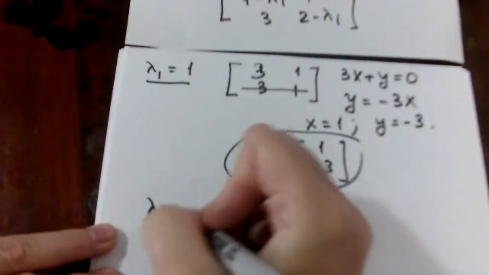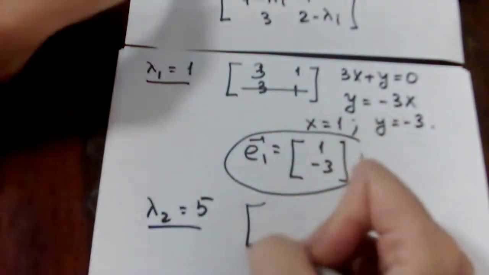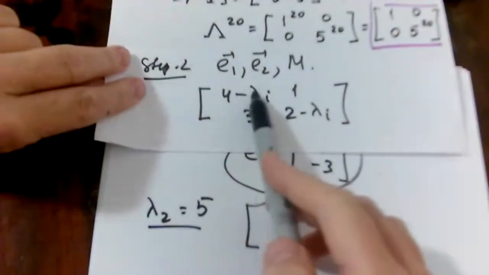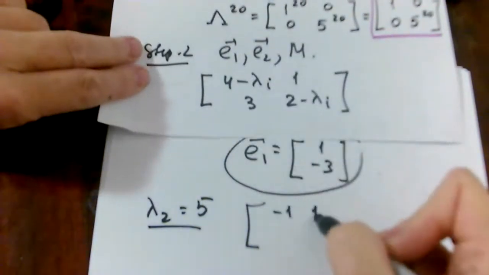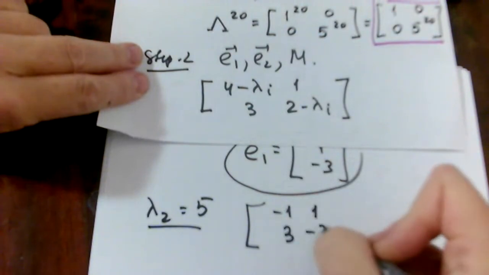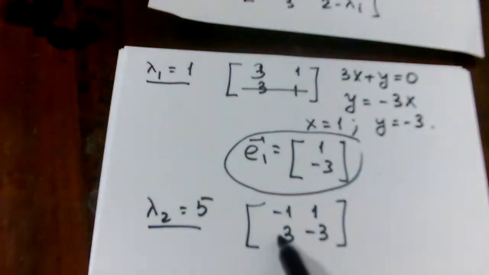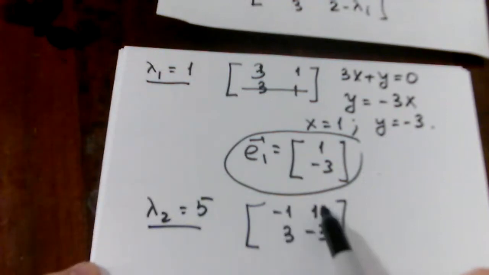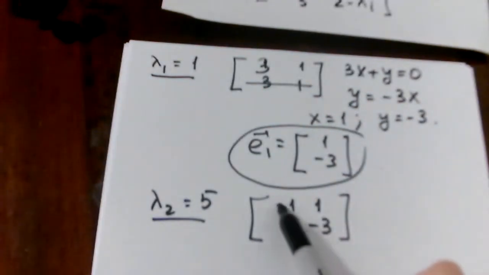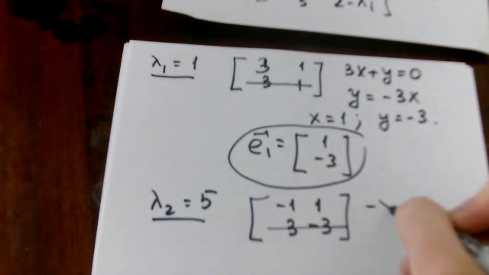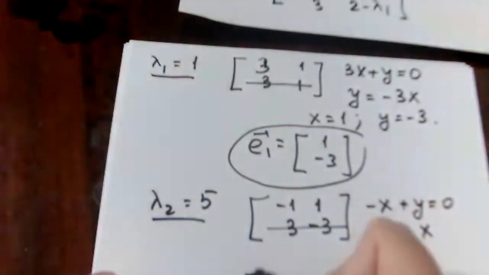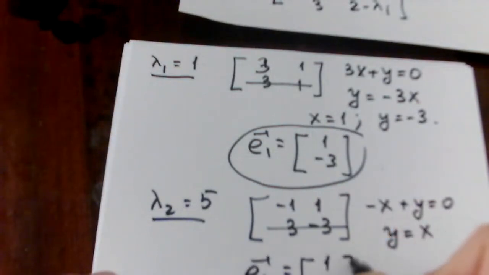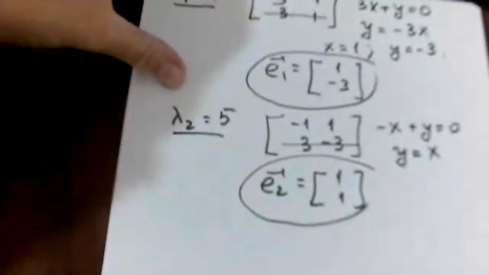Okay, the next, lambda is equal to 5. Again, look at this matrix. We substitute 5 here, so 4 minus 5 will be minus 1, 1. Minus 1, 1. And here we get 3, minus 3. Again, the same story: the second row is a repetition of the first row, because it can be obtained by multiplying the first row by minus 3. So it corresponds to minus x plus y is equal to 0, y is equal to x, and our second eigenvector will be just 1, 1. Very nice result. Very nice numbers, I would say.